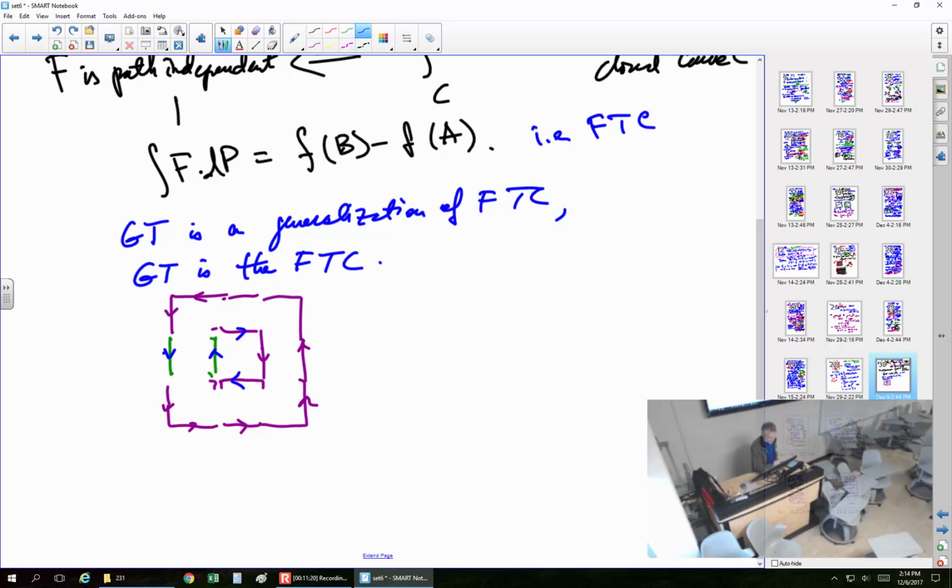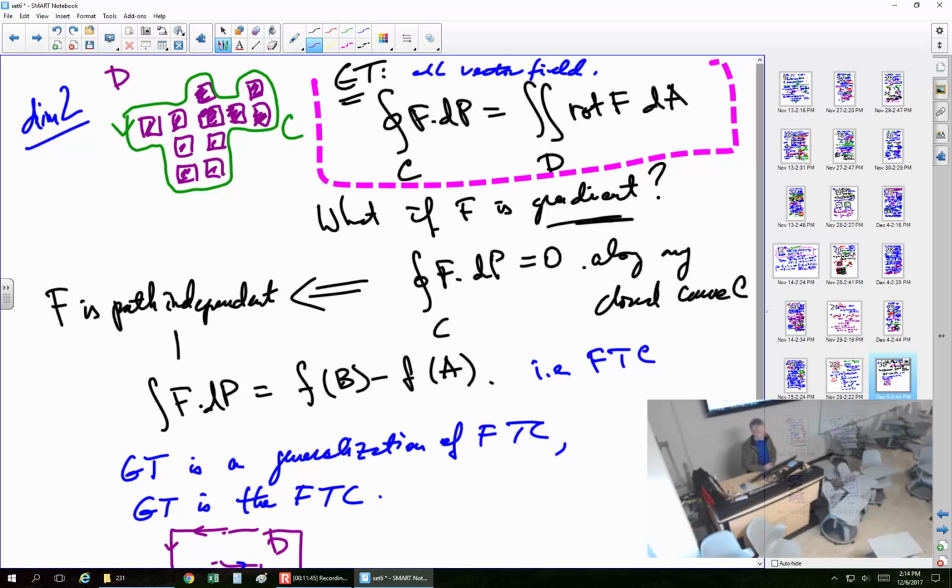The region D is still the same, so this is my D. I have been forming that D from these squares, and I have here eight squares. The middle square is not a part of D, so it is a region that has a hole in it. And as you can see, the formula breaks down in a way.